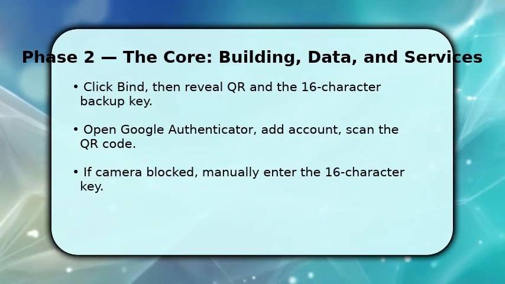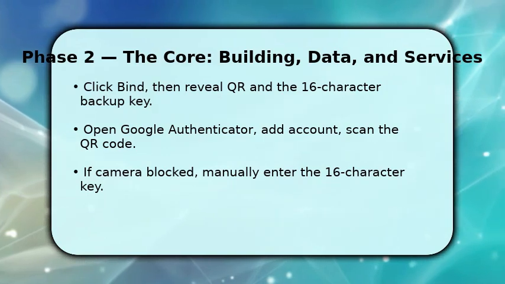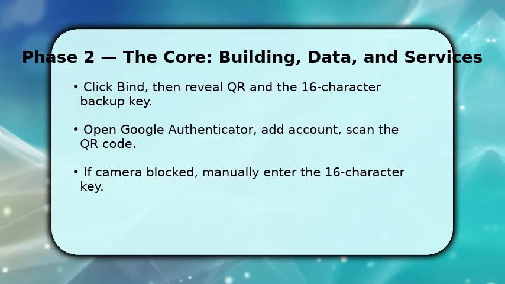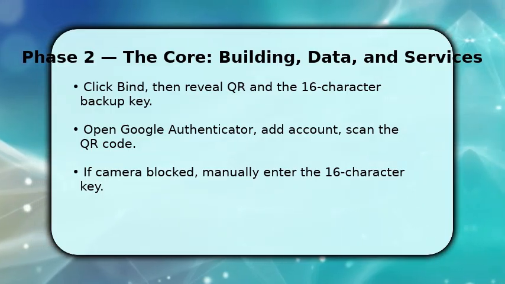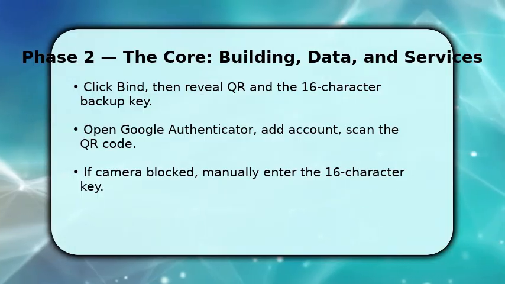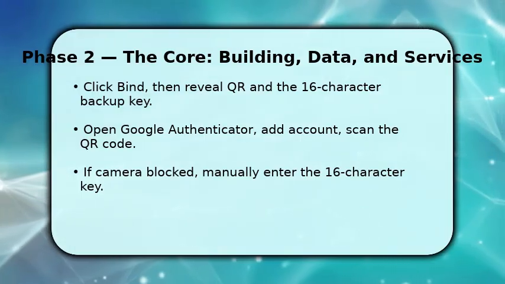Now you'll scan or enter the secret key. On Kucoin, click Bind Google Authenticator and reveal the QR plus the 16-character backup key. Copy it somewhere safe. Open Google Authenticator, choose Add, then scan a QR code. Point your camera at Kucoin's QR.